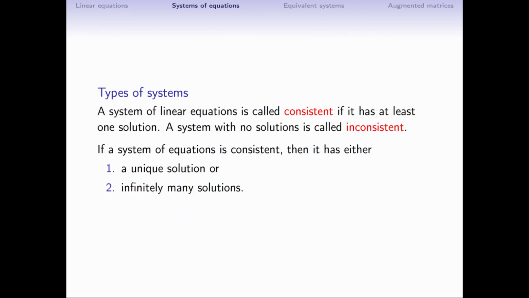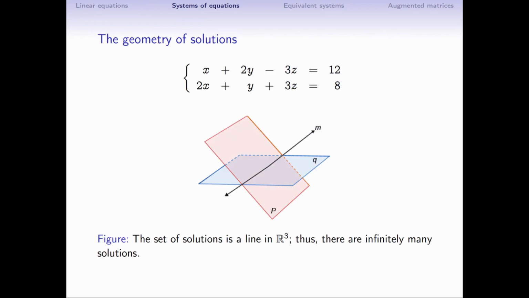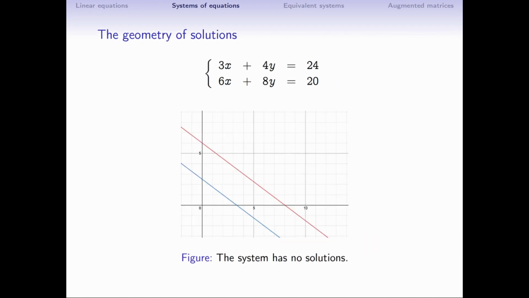A system of linear equations is called consistent if it has at least one solution. A system with no solutions is called inconsistent. So if we look back at our previous examples, this would be an example of a consistent system because it has at least one solution, in this case, a unique solution. This system is also consistent, even though it has infinitely many solutions. Our third example, though, is an example of an inconsistent system.